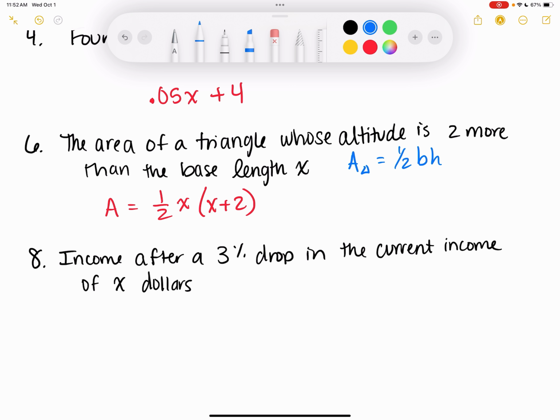The SAT has a lot of questions like that. 0.97 times x would be the equation for that. So you got to watch the wording of what they're asking you for so that you know. This is the only one that's really tricky like that in the book.